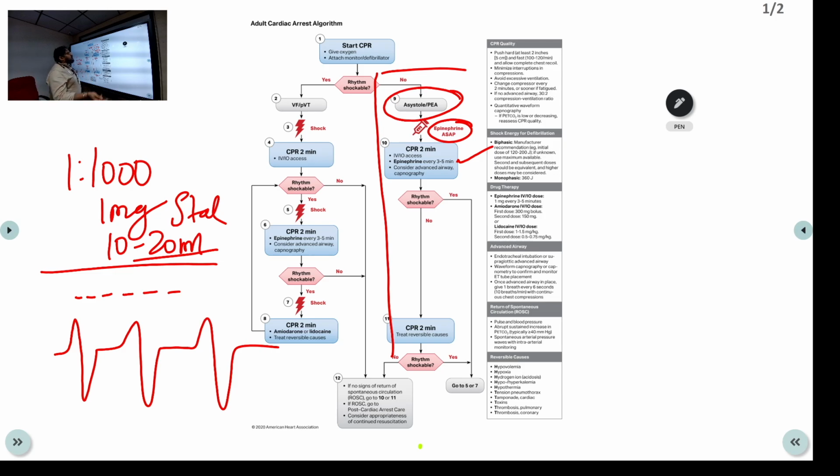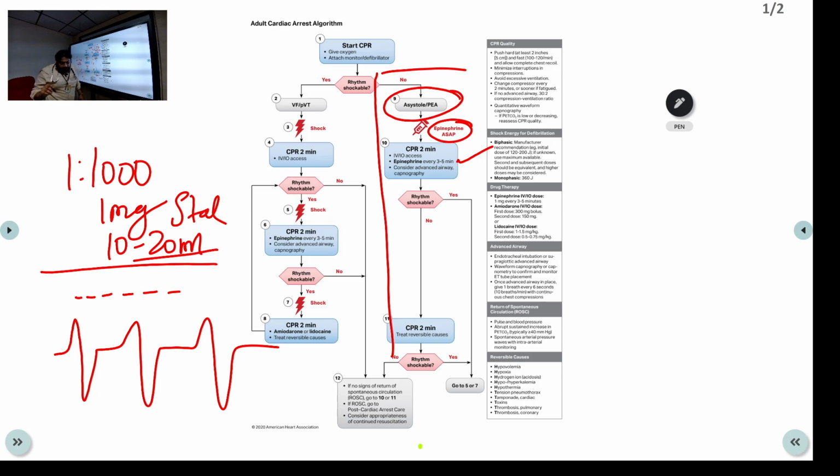So CPR quality, what they have mentioned here, the tabular column you see: push hard, that we have all discussed, at least 2 inches or 5 centimeters, and fast, 100 to 120, minimize interruptions, avoid excessive ventilation, change compressor every 2 minutes or sooner if fatigued, that we have already discussed. If no advanced airway, 30:2 is the compression ventilation ratio.